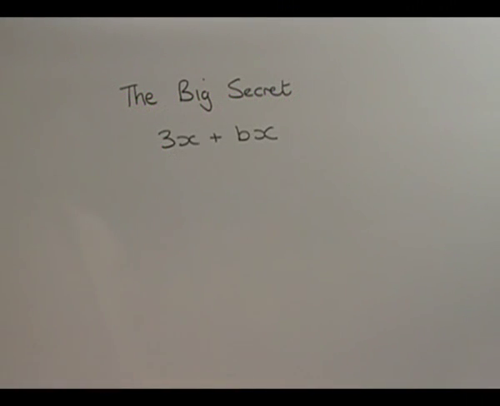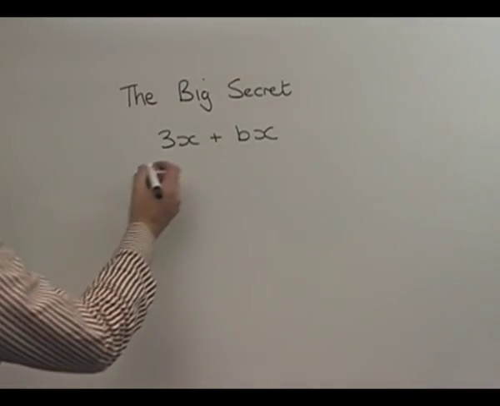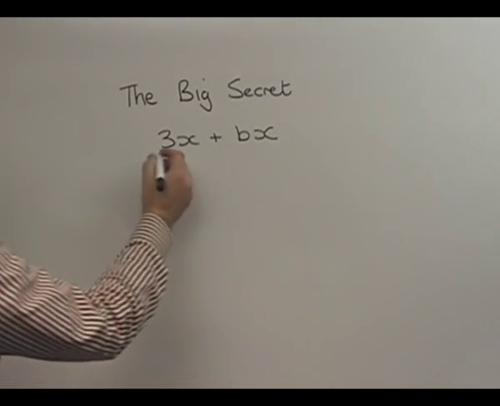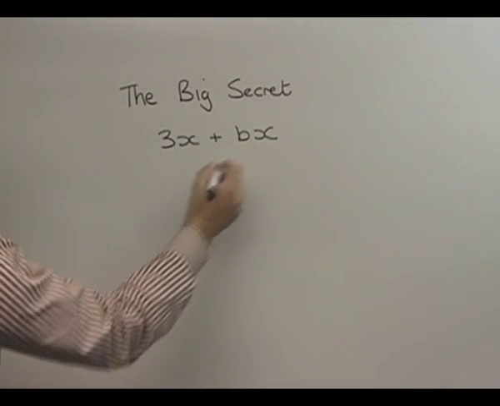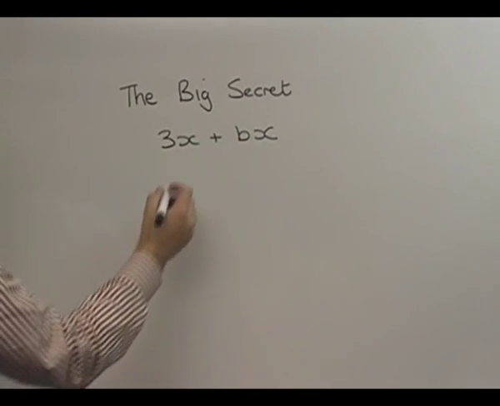Right, when you're doing formula rearrangement, or it says rearrange the formula, there is a big secret, and the big secret is factorising. Factorising, as you ought to know, is where you find something in common in two parts of an expression and bring it outside the brackets.